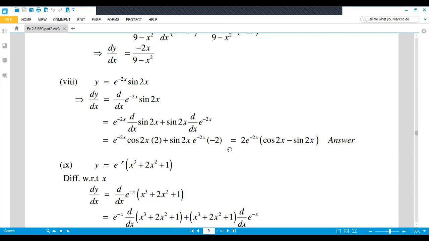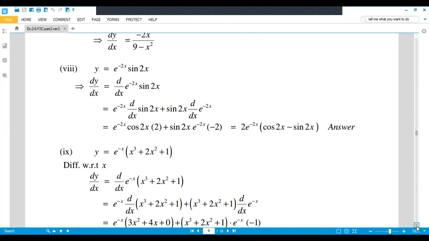So if you check 2 is common in both, and e power minus 2x is also common, so you take it common. 2 into e power minus 2x. So here in first value cos 2x left, and in second value minus sign, and then sine 2x. So this is the required answer. Now come to the ninth part. Ninth part is just like eighth part.